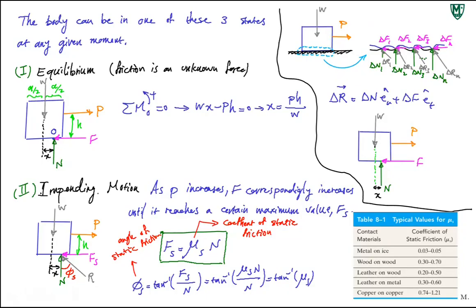All right, so the third state, we said there are three states at any given moment. Your rigid body can be in one of these states. It's either in equilibrium, or in impending motion, or it can be in motion. Not exactly the focus of this course, but you'll see that in dynamics. So the third state is the state of motion. What's that? Well, I think the name kind of says it.